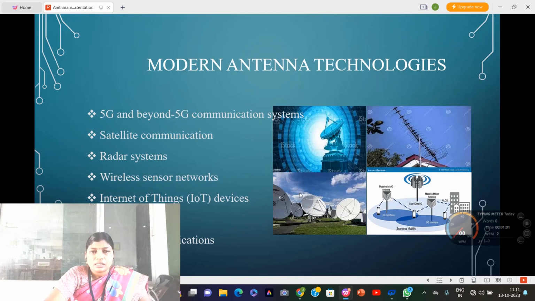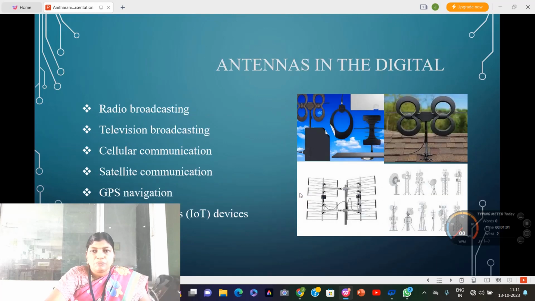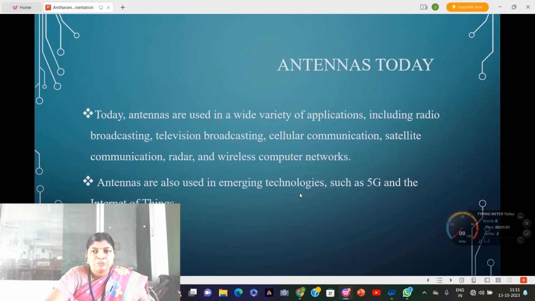There are modern antenna technologies. The technologies we are going to adopt are 5G and beyond-5G communication systems, satellite communication, radar systems, wireless sensor networks, IoT devices, medical devices, and automotive applications. Antennas in the digital world serve radio broadcasting, television broadcasting, cellular communication, satellite communication, GPS navigation, and Internet of Things devices.